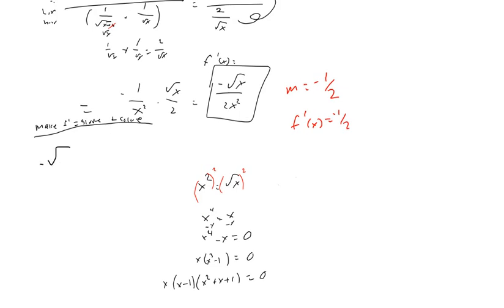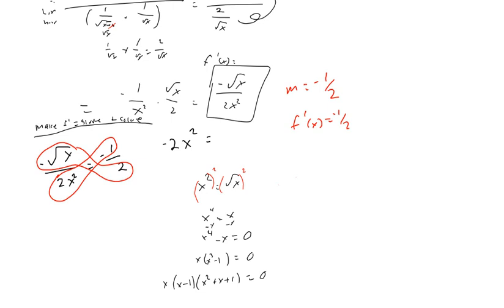Negative square root of x over 2x squared. I want that to be negative 1/2. Negative 1 over 2. Cross multiply, right? If we cross multiply, 2x squared times negative 1 is negative 2x squared. And then square root of x times 2, negative square root of x times 2. When you cross multiply, you get two equal things, negative 2 square root of x. Divide by negative 2, divide by negative 2. To cancel the negative 2's, I get x squared equals square root of x. Okay?